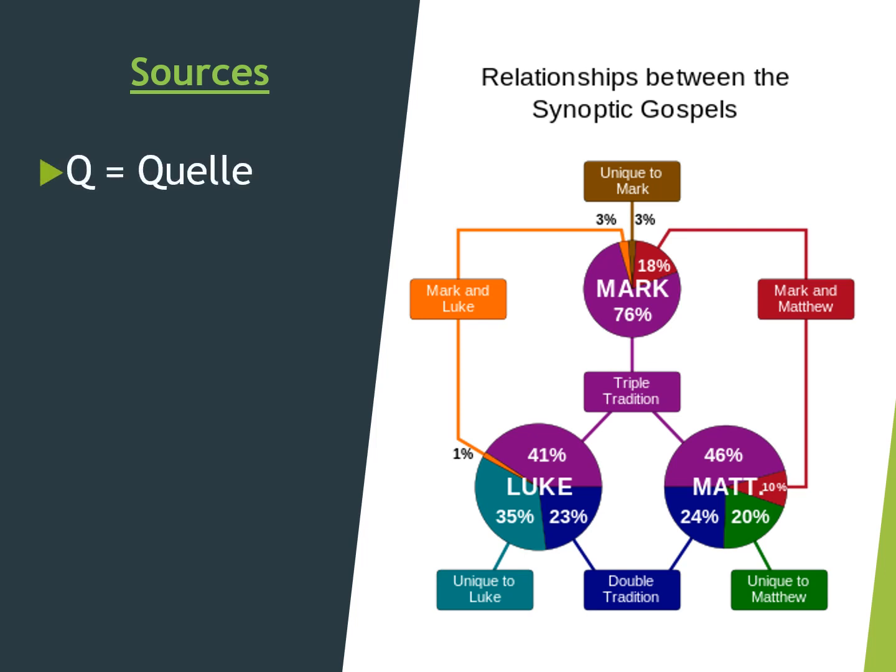Now, we mentioned the Q source earlier, and this name comes from the German word for source, which is Quelle. We do not have the Quelle source. We do not have this Q source out there. This is simply a hypothesis, but scholars found the Gospel of Thomas, which is a collection of sayings of Jesus. Now, this Gospel of Thomas is not canonical and does not necessarily contain or is the Q source, but it suggests that this idea of a Q source out there that contains Jesus' sayings and teachings does exist.